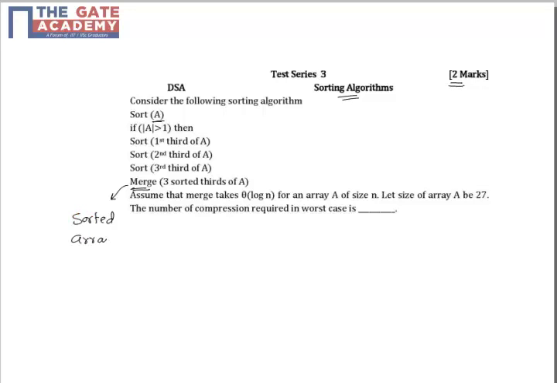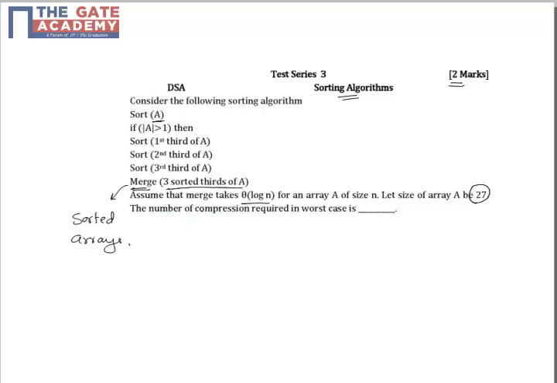So we have 3 sorted arrays now, which is already written here, 3 sorted thirds of A. So what is the merge procedure? The merge procedure will take the sorted arrays and create the final output. Now what is the question? The question is, assume that merge takes theta of log n time for an array A of size n, and let the size of array A be 27. The number of elements, or the size of A, is 27, and what we have to find is the number of comparisons required in the worst case.